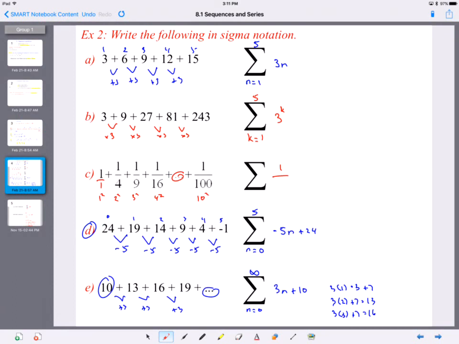So what's happening? Well, the bottom term is being squared. So whatever you pick for your variable n, you want to square it. So your denominator is going to be whatever term you're looking at squared. 1 squared is 1, 2 squared is 4, 3 squared is 9, and so on. And you're going to go all the way up to 10 squared, so this one goes up to 10. And there you go. That takes care of that one as well.